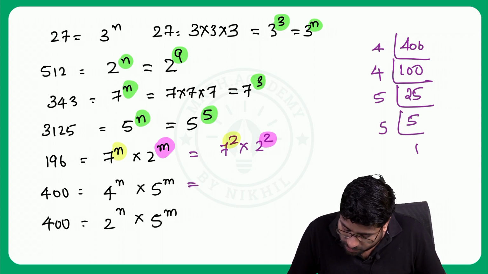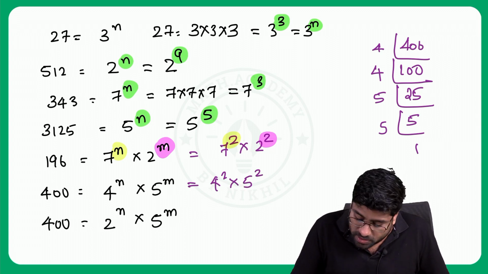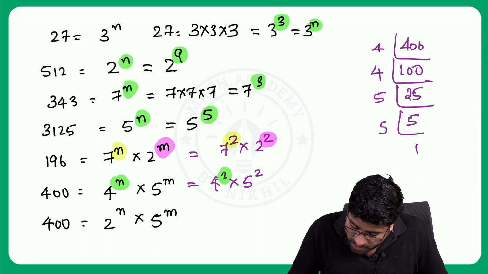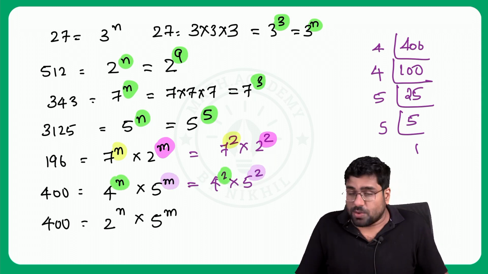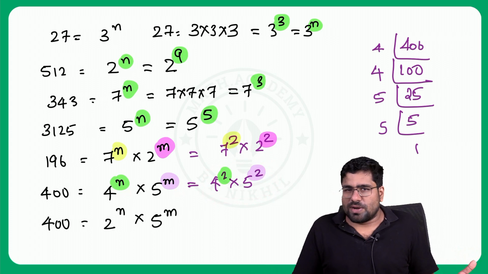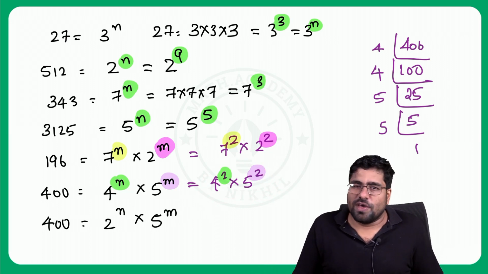So that means that I'm going to read it as 4 to the power of 2 into 5 to the power of 2. That means that by comparison I will end up getting n equal to 2, and m is also equal to 2. So again I got the same values for both n and m, and these are just coincidental. It is not necessary that you will always end up getting the value of 2 for everything.